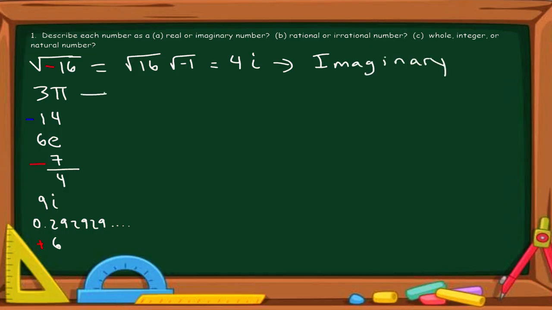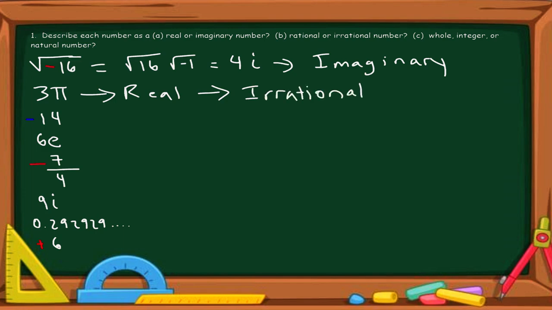Now, what about 3 pi? Is it real or imaginary? If you don't see i, it's going to be a real number. If it's not imaginary, it's real. Now, we know that pi is a non-repeating, non-terminating decimal number, so automatically it's going to be irrational.